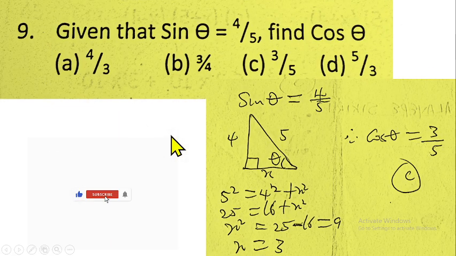Next one is question number 9. Question number 9 is on trigonometric ratio. We are given that sine theta is equal to 4 over 5. Find cos theta. So if sine theta is 4 over 5, then draw a right angle triangle.